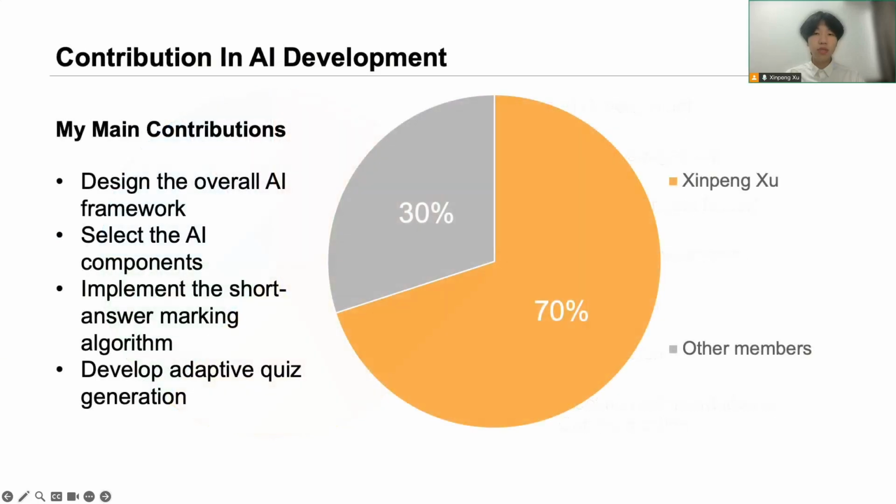AI development was my main responsibility during this project. I contributed approximately 70% of the AI implementation. My work included designing the overall AI framework, selecting the AI components, implementing the short answer marking algorithm, and developing adaptive quiz generation. In the following slides, I will explain these contributions in more detail and show how each component improved the overall performance of our system.